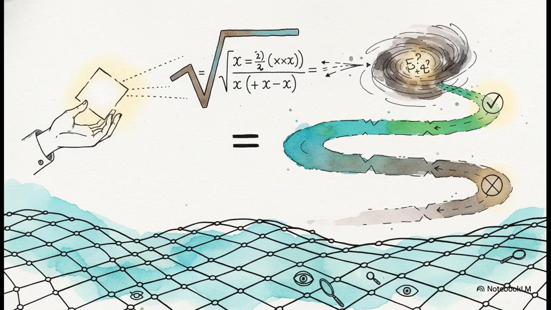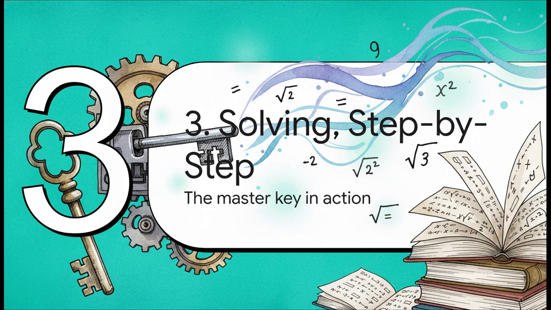So why is that check step so critical? Well, here's the thing. Squaring both sides of an equation is a super powerful move, but it can sometimes create fake answers. They're called extraneous solutions. They look right, but they don't actually work. Checking is your safety net. It catches the fakes every time. Okay, enough talk. Time for section 3. Let's put this master key to work and see how it actually handles a few problems.